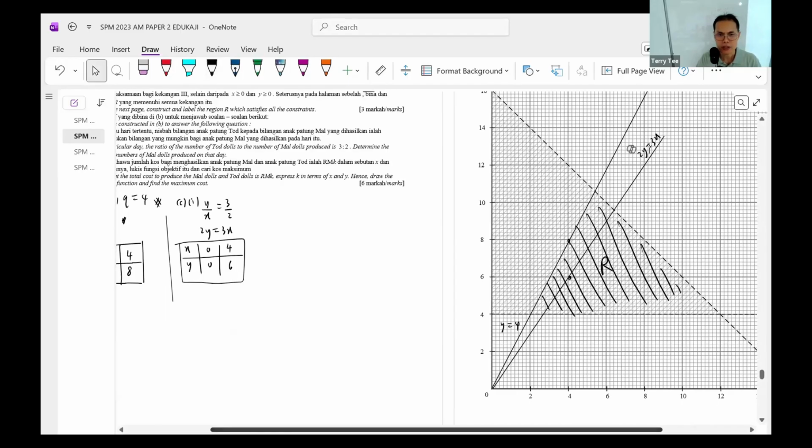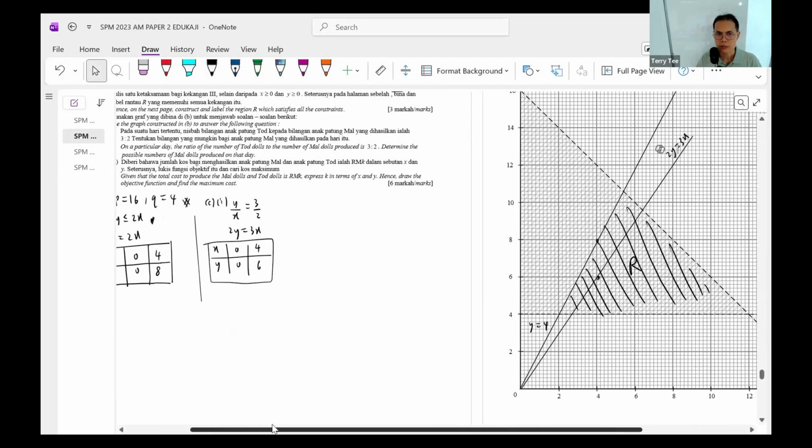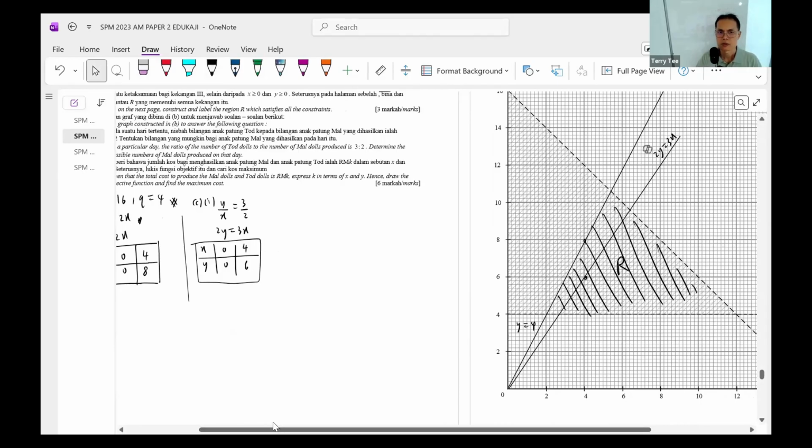Now the thing is you need to pick a whole number, right? But it must be inside the region. So what are the possible values I can put inside? Maybe I think y equals 3 over 2 x is better. So we know your x should be an even number. Odd number cannot work, right? So maybe I use a different color, blue. So 4, 6 can work or not? 4, 6 can work. 6 and what? If you put 6 here, you get 9, right? 6, 9 can work or not? Can.